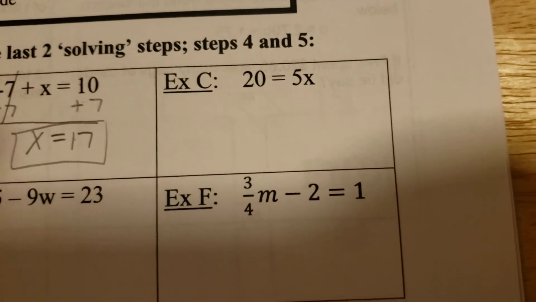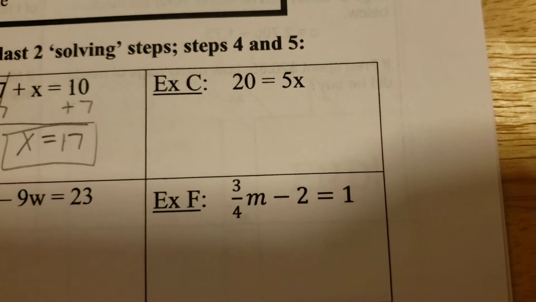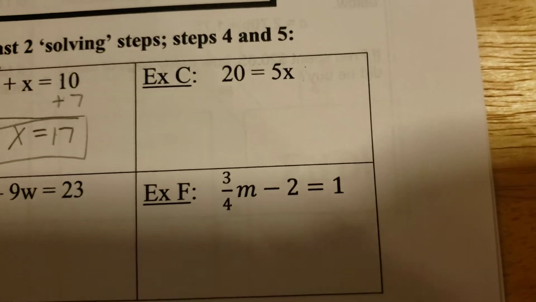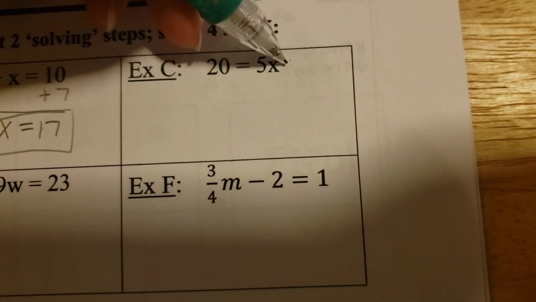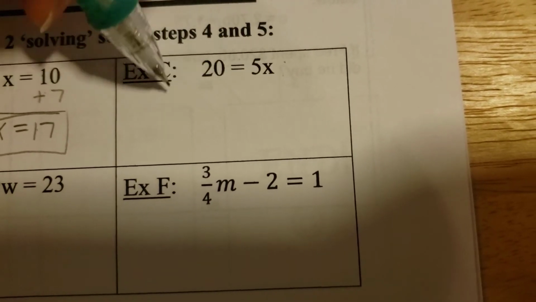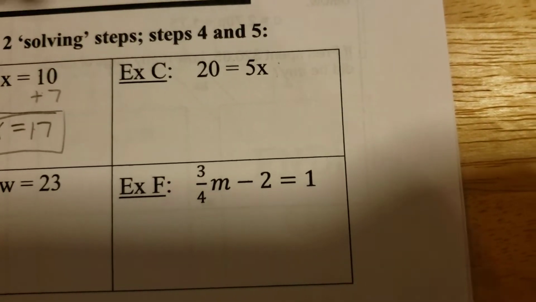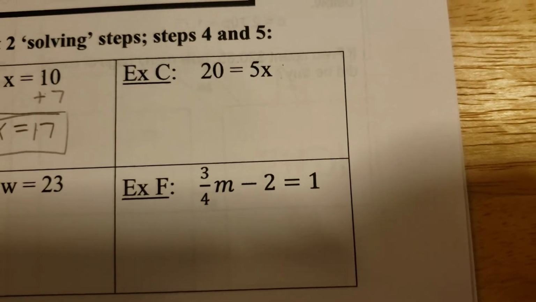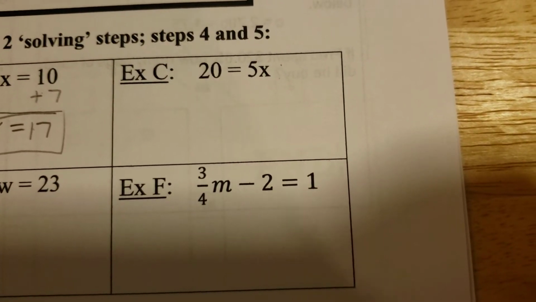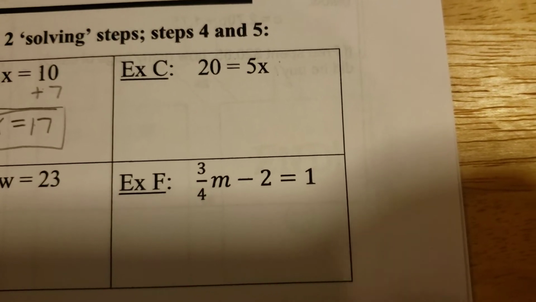All right, next example here, example C. We have 20 equals 5x, right? So there's no extra friends added on over here, so we don't have to add or subtract anything this time. But now our couple has run into a problem. Right now, they are together, yes? But they had a fight, and now they're going to break up.